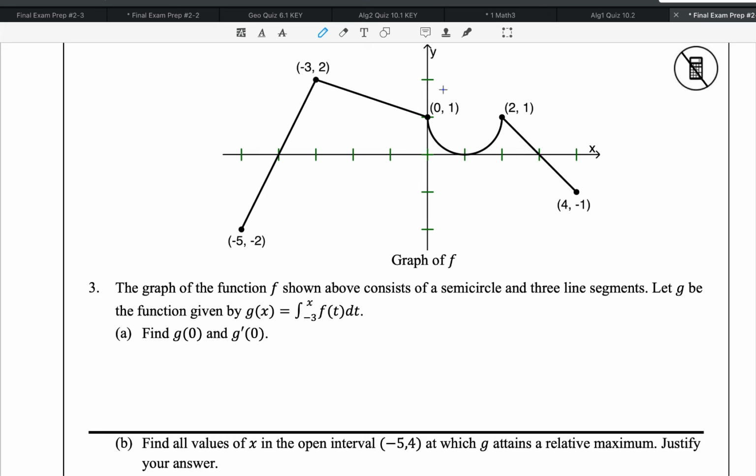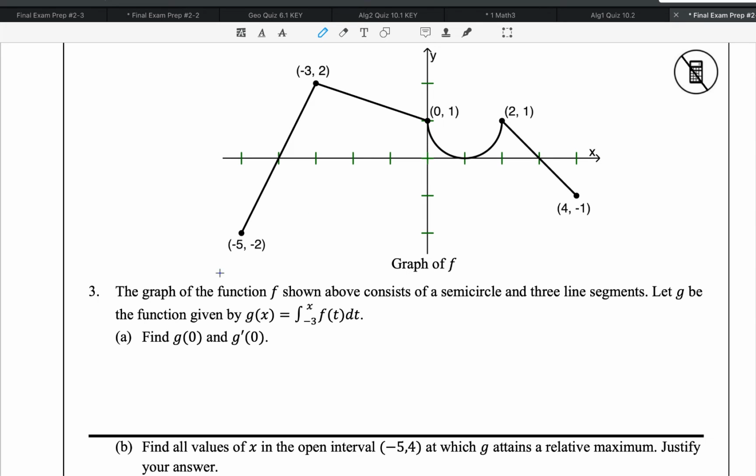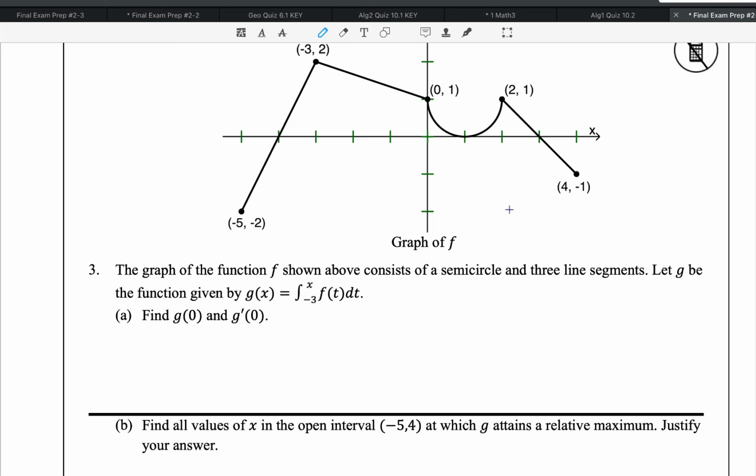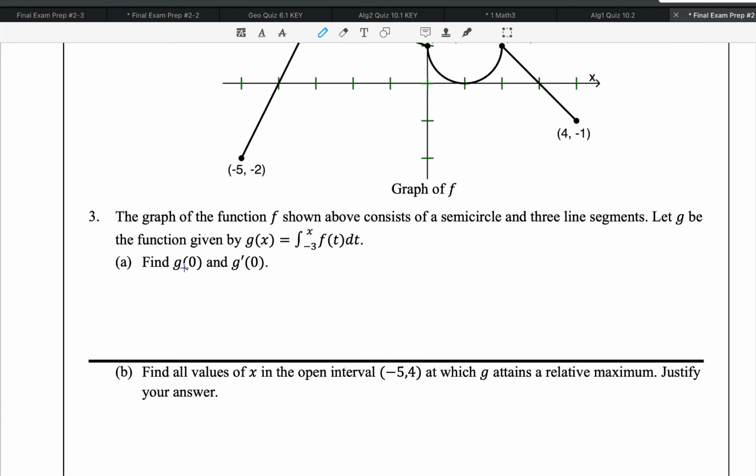All right, so for problem number 3, we have that graph. It tells you there's a semicircle and line segments, which is awesome. The technical definition for semicircle, again, is exactly half of a circle, so we know that's exactly half. And we know that g of x is this accumulation integral starting at -3, which will throw us for a wild ride depending on what we're doing here. So find g of 0.